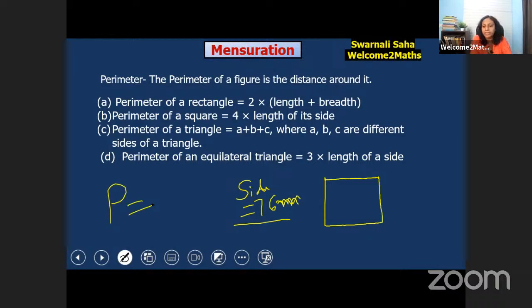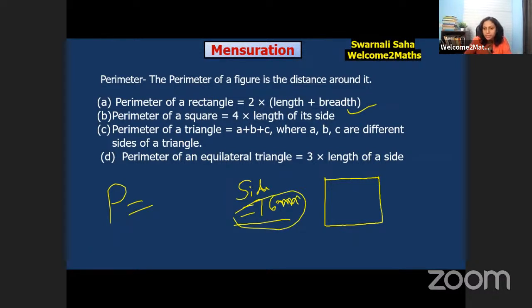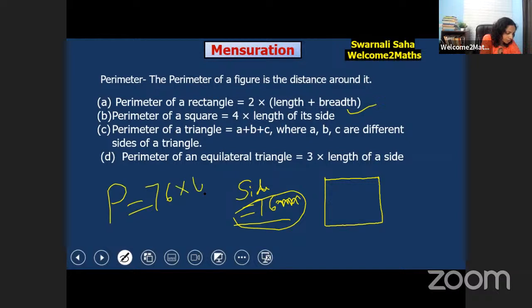If the side is 76 meter, the perimeter of a square is 4 into the length of its side. So it's 76 meter. What is the perimeter? Can you tell me? Yes, let's see. 76 into 4. It would be how much? It's 304 meter. Very good.